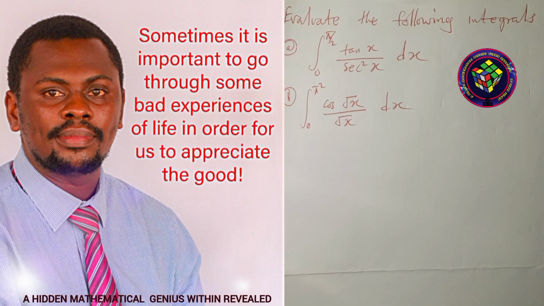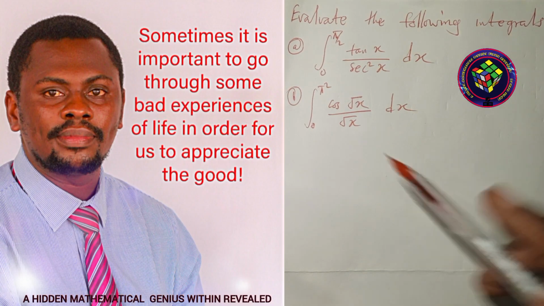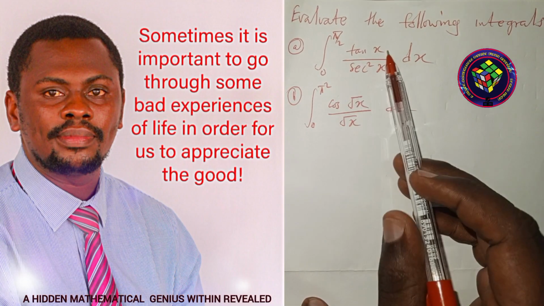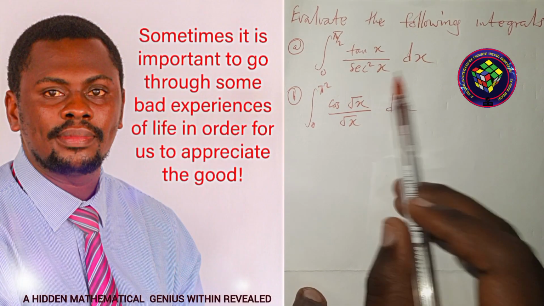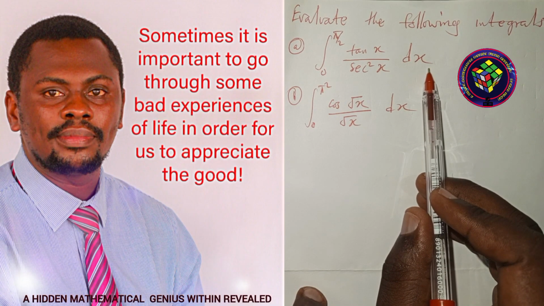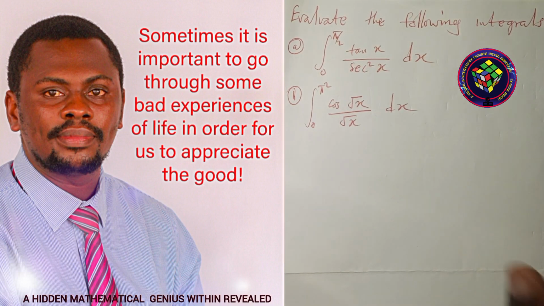Okay, so we continue on integration and particularly U substitution. So we have the integral of tan x over sec squared x with respect to x. The limits we have are from 0 to pi over 2.